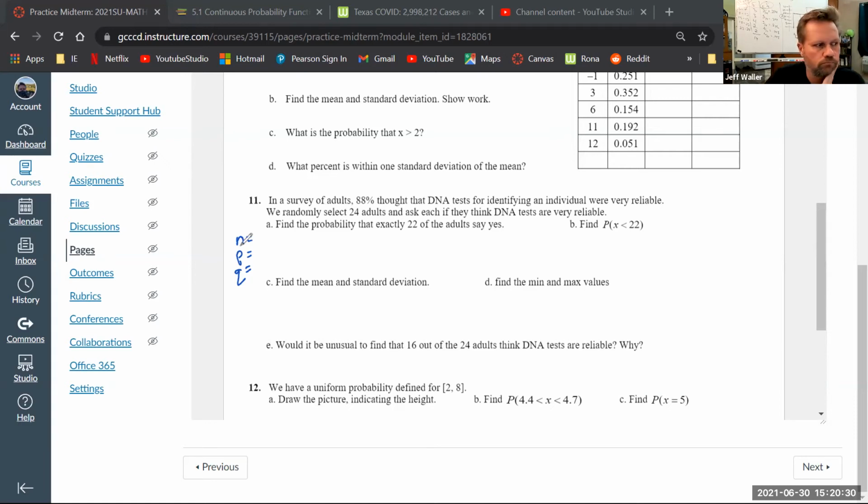N is 24, good, because we got 24 people. And then I think P would be 0.88. Good, because that's the probability that they think DNA tests are very reliable, and that's what I'm looking for. And then Q would be 0.12, because it's everything that's not, or 1 minus P. The rest, I like it. And double check that, because if you make a mistake there, everything's going to be off, right? So make sure that P plus Q is 1.